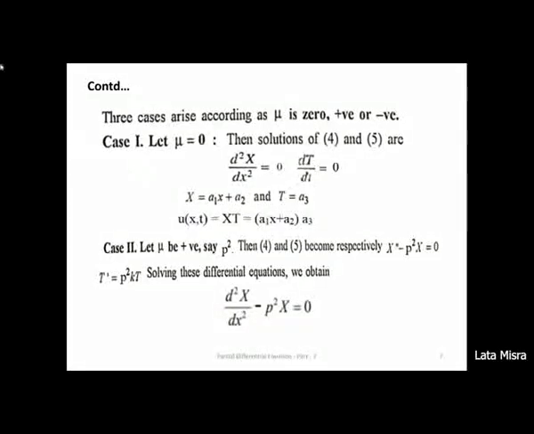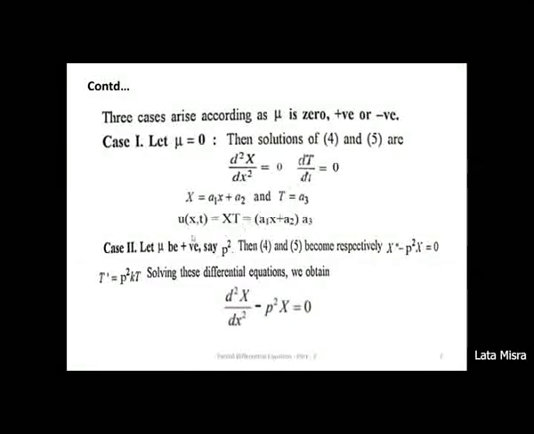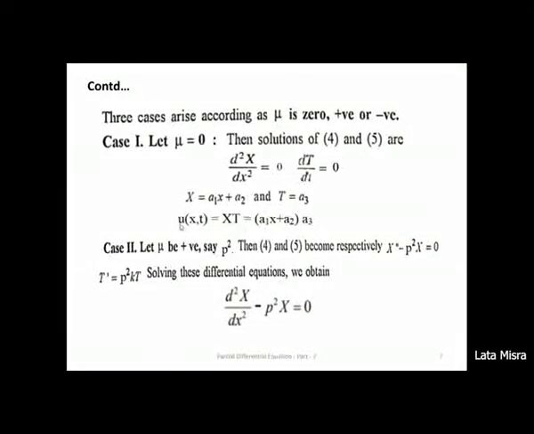Now we have both the values X and T, and we write the solution of the partial differential equation as u equals X into T. We get (a1x plus a2) multiplied by a3. So this is the solution when mu is equal to 0.